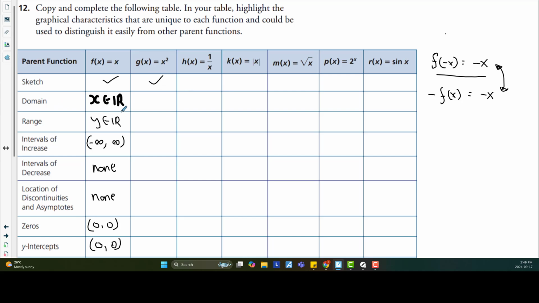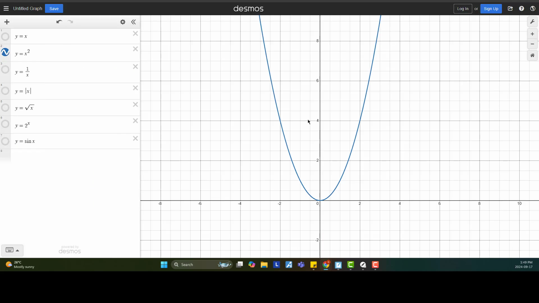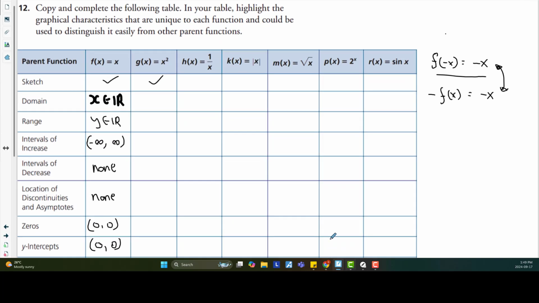The domain. What is the domain for this function? Well, does this function go all the way to the left? Yes, it does. Does this function go all the way to the right? Yes, it does. So therefore, domain is pretty straightforward. X belongs to all the real numbers.